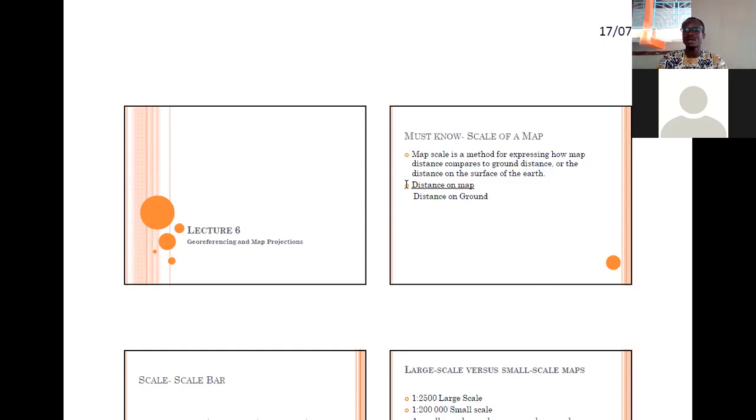And so what is map scale? Map scale is the method for expressing how map distance compares to ground distance, or the distance on the surface of the earth. It's given by a simple equation of distance on map over distance on ground. So distance measured on a piece of paper compared to the equivalent distance on the ground will give us what we call map scale.